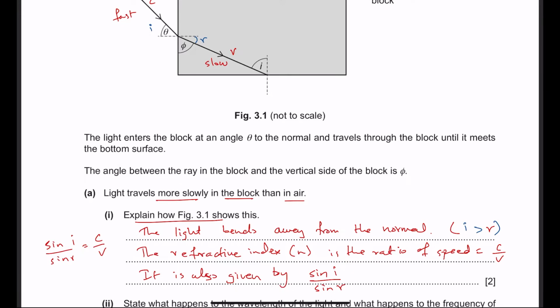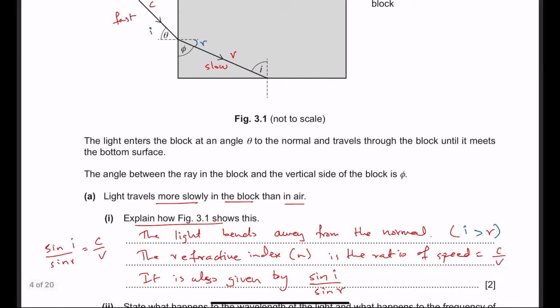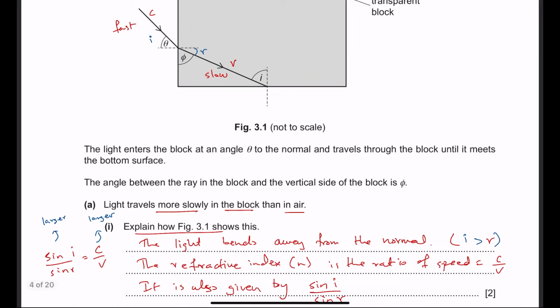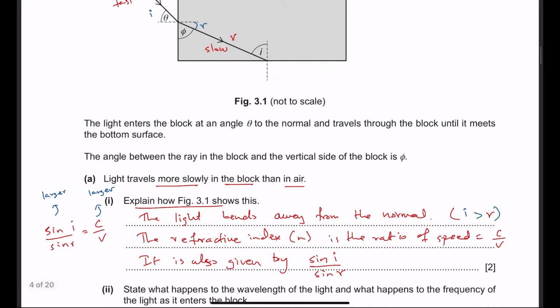You can see from the diagram clearly that angle i is the bigger one. So if angle i is larger than the denominator, then it must be true that the speed c must also be larger than speed v. And this is how we are proving, by looking at the diagram, that when the light bends towards the normal, it is slowing down, and whenever it bends away from the normal, angle r will be larger and therefore v would be larger.